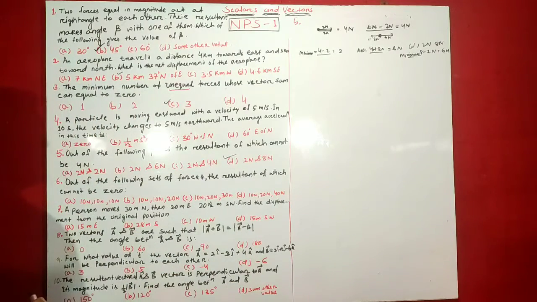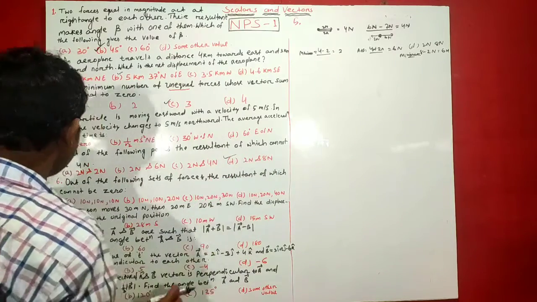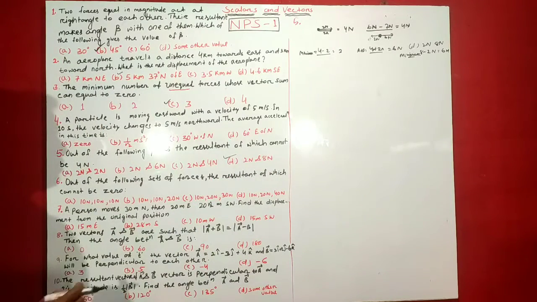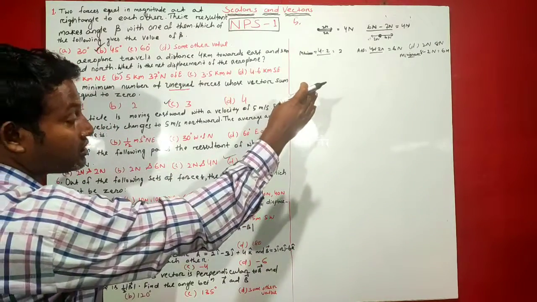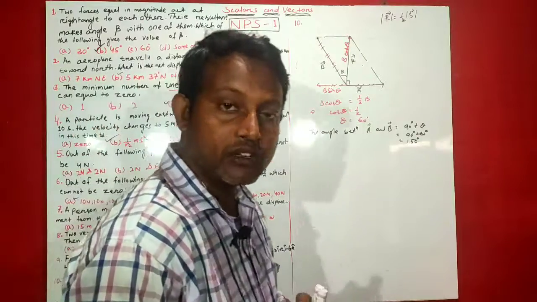Out of the following pairs, the resultant of which cannot be 4 Newton, this is our answer, 2 Newton and 8 Newton, because their minimum resultant will be 6 Newton. That's it for today.